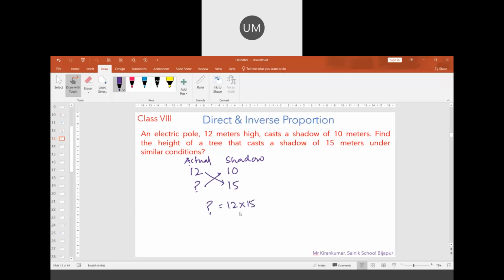12 into 15 by 10 is 18 meters. Yes, sir, 18 meters. So it's like this, 12 by 10 is equal to some x by 15.